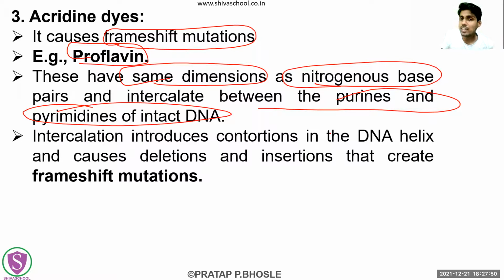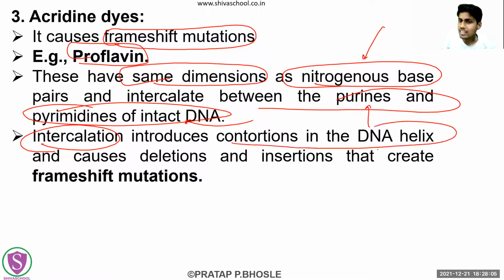Because of this, what happens? As they are similar to the nitrogenous bases, they are going to intercalate between the purines and pyrimidines. So these acridine dyes will intercalate into the DNA. Now that intercalation in the DNA will introduce what? Contortions in the DNA.